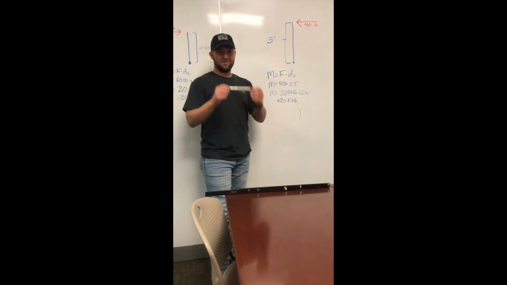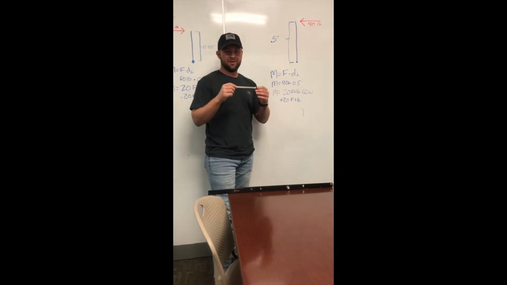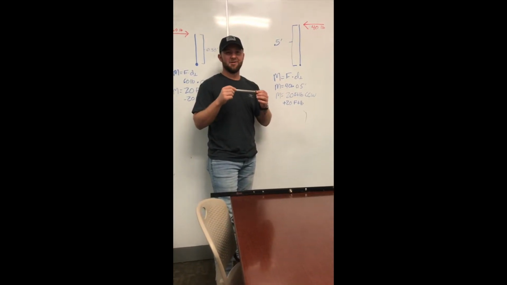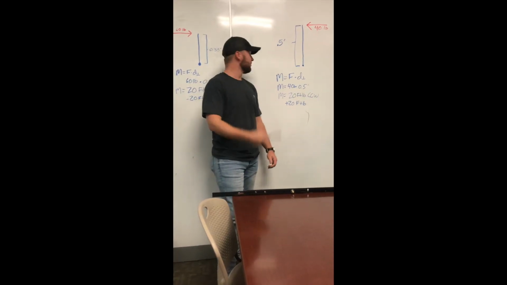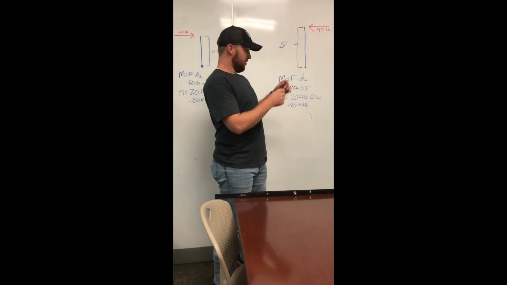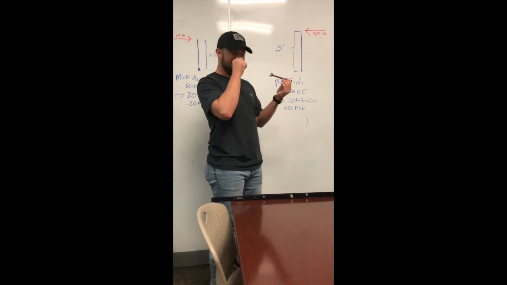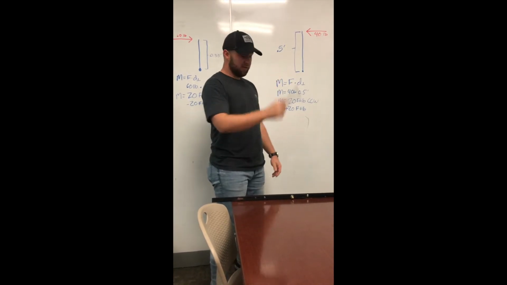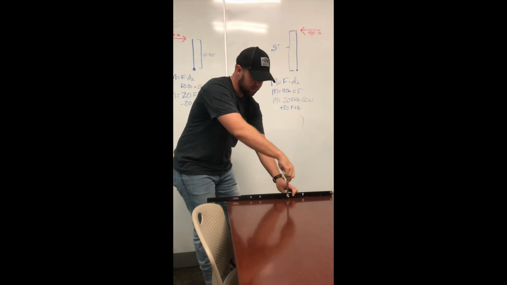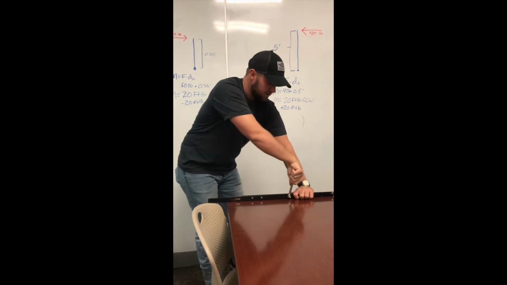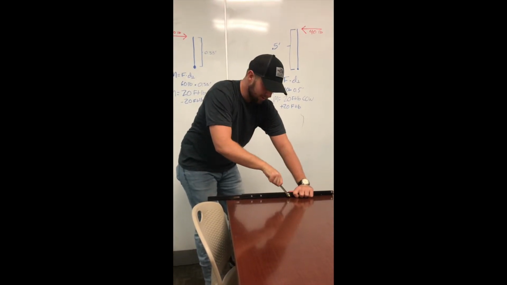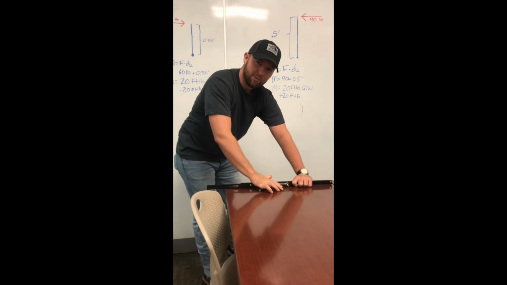Alright, when we increase the length of the wrench, we decrease the amount of force it takes to loosen the bolt. So this is a half-foot wrench, which means we're going to apply 40 pounds of force in the counterclockwise direction, which is going to give us a moment of force of 20 foot-pounds to loosen the bolt.